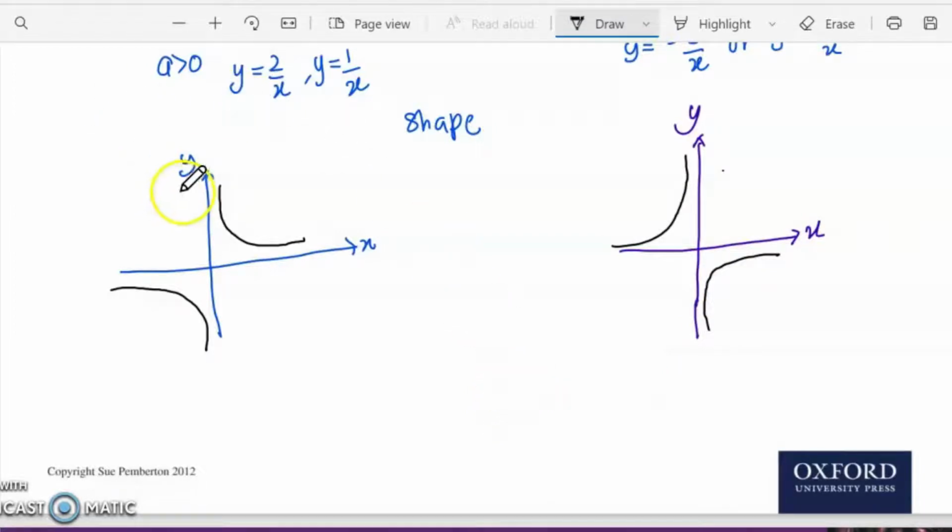So what is an asymptote? As I said, the reciprocal graph has an asymptote. As you can see from this graph, it doesn't touch the y-axis, and it doesn't touch the x-axis either. When it doesn't touch, it means that the value cannot reach x equal to 0. That's why it has an asymptote.